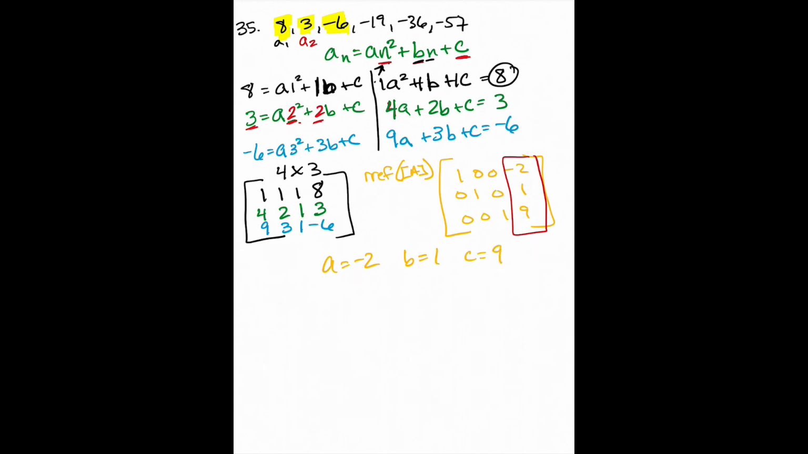And so now I have the values I need to write my quadratic form. So my quadratic form will be a sub n equals negative 2n squared plus n, because it's 1 there, and then plus 9.